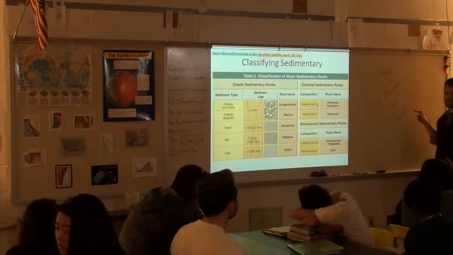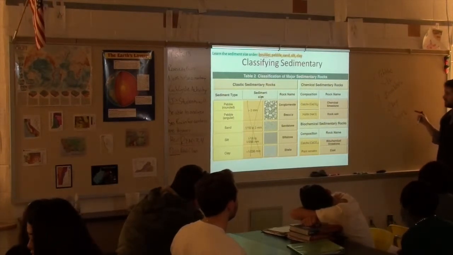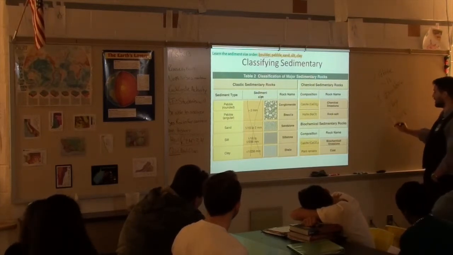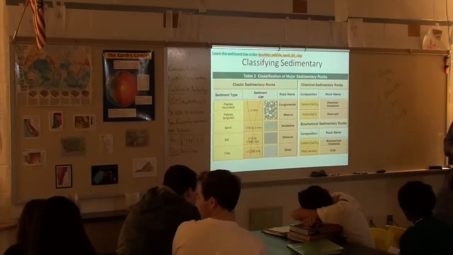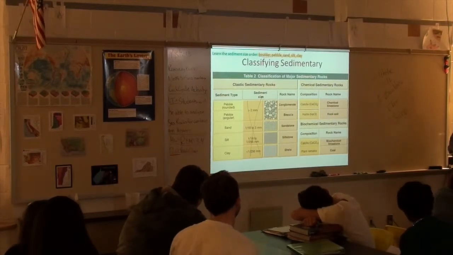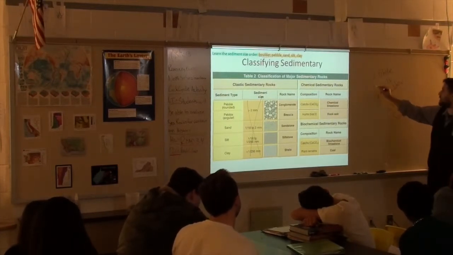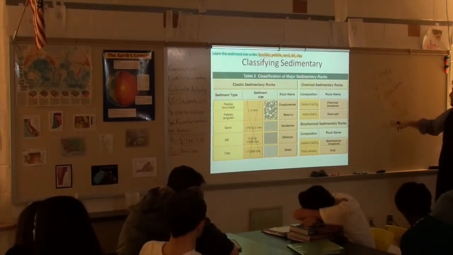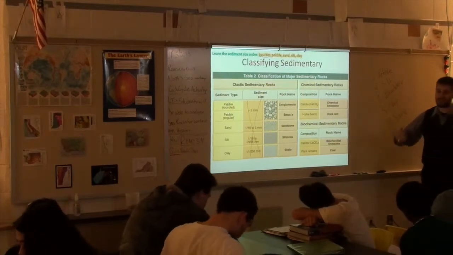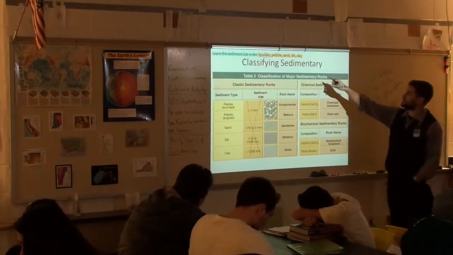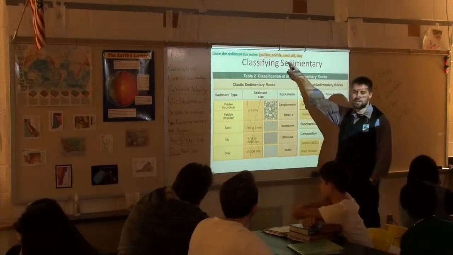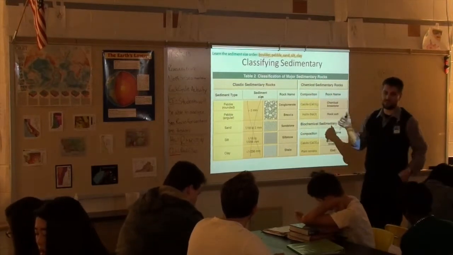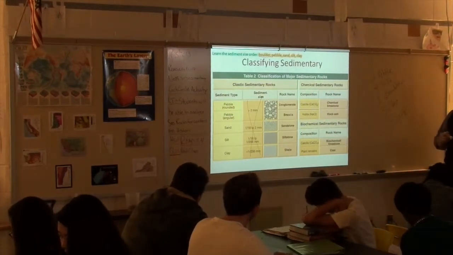Which one of these is the next in size? Sand. There we go. Then we have silt, then we have clay. So, boulder, pebble, sand, silt, clay. You need to write this down in your notes. You need to know this order. Boulder, pebble, sand, silt, clay.